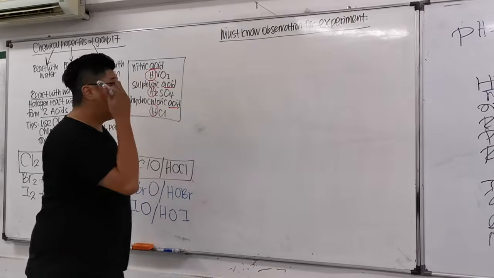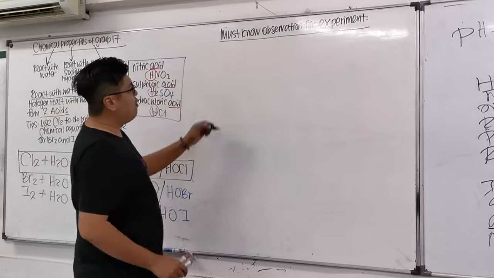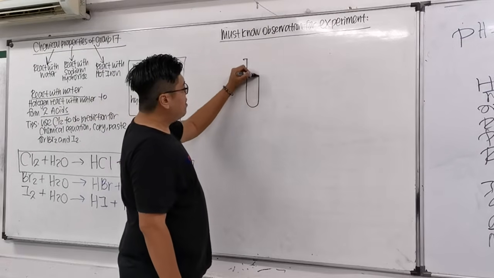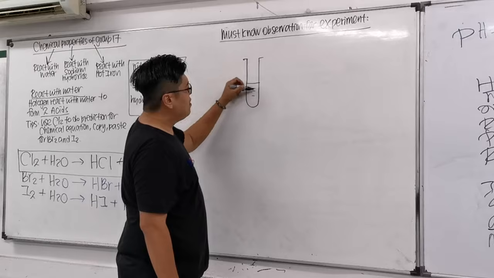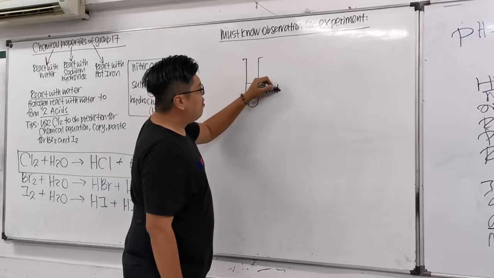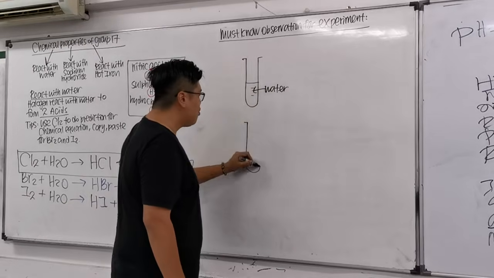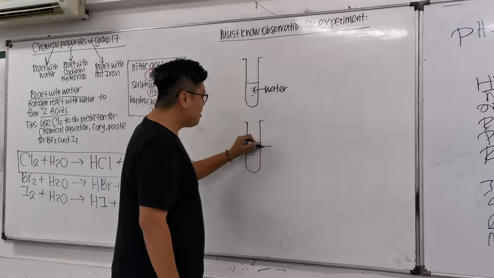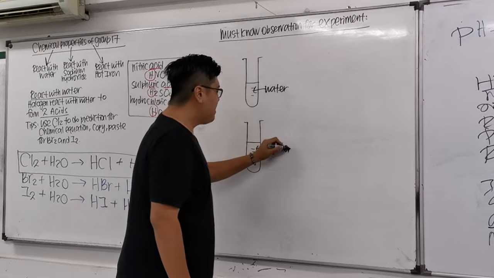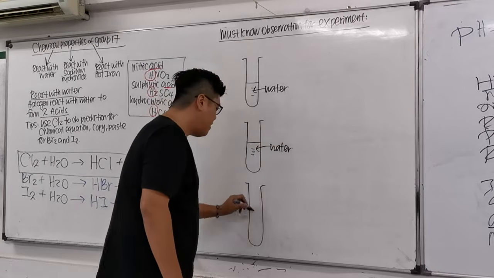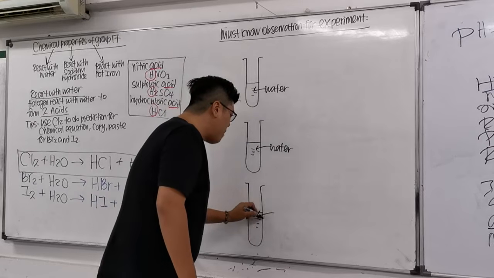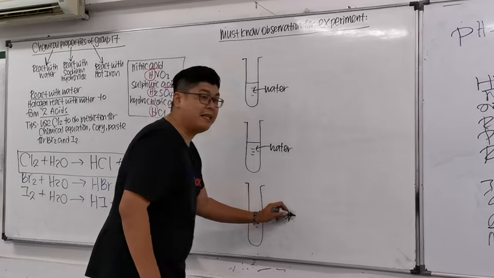I will show you 3 experiments on the whiteboard and how it makes sense to you. The first one, I have water. This is a test tube. Inside got water. Everyone, this is another test tube. Inside got water. This is another test tube. Inside got water. So again, don't memorize too much. Let's use some common sense.